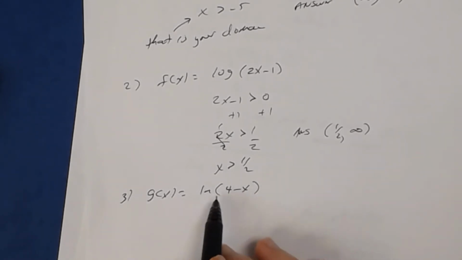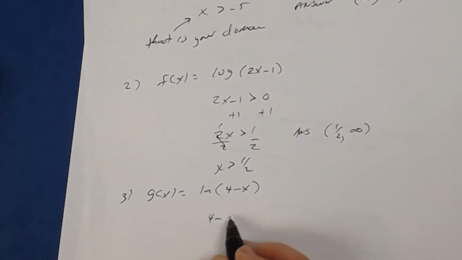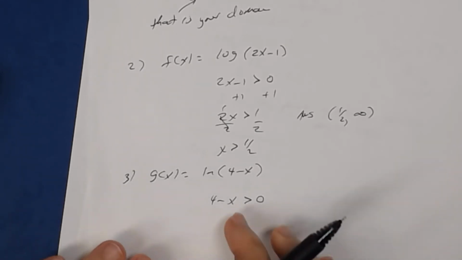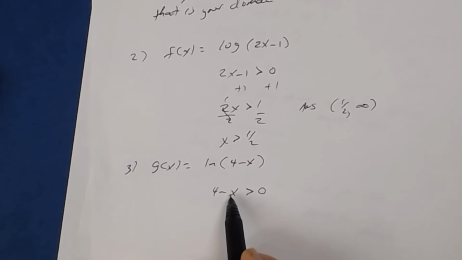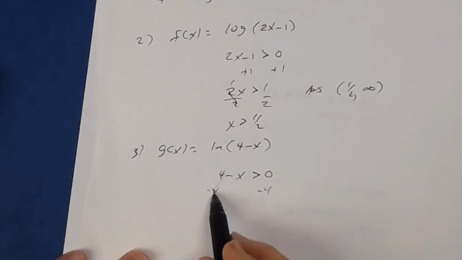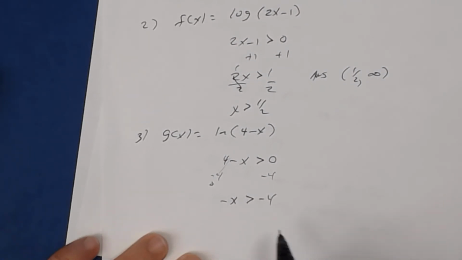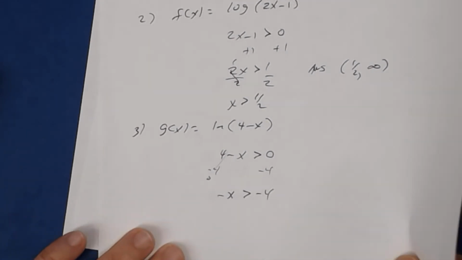So to find the domain, you take the argument, which is 4 minus x, and you set it greater than 0. It must be positive. And all you do is solve for x. Now listen carefully as I'm going through this. You can see x has a negative coefficient. So I'm going to subtract 4 from both sides, so I get negative x is greater than negative 4.